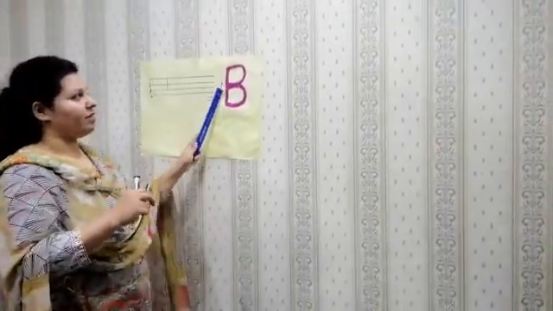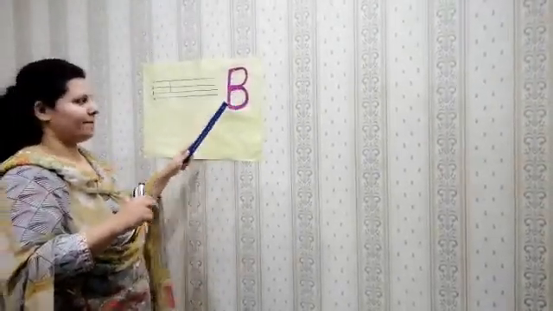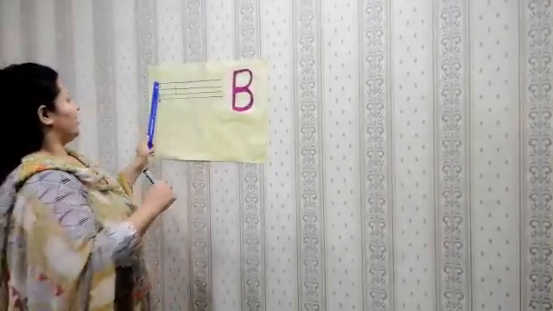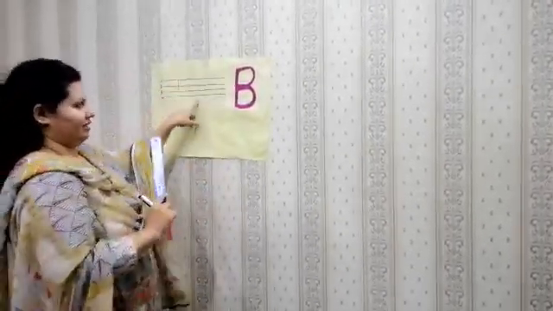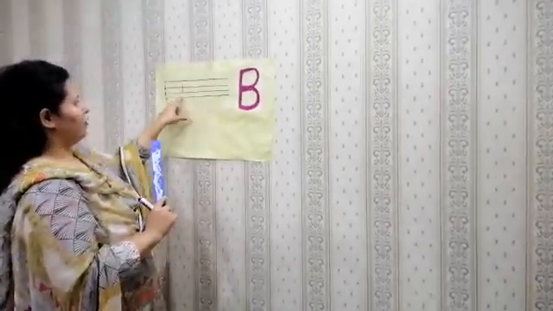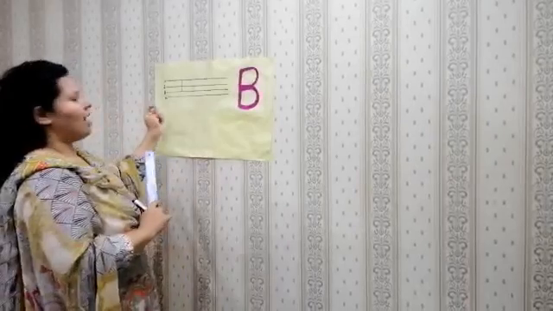Capital B, or an uppercase B. Look at this chart paper. I have 4 lines here: 1, 2, 3, and 4. You have to write capital B in the first 3 lines.